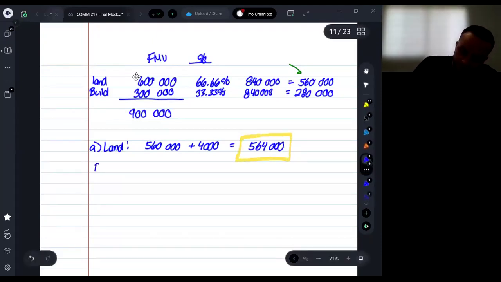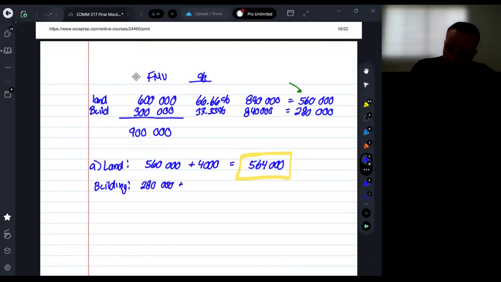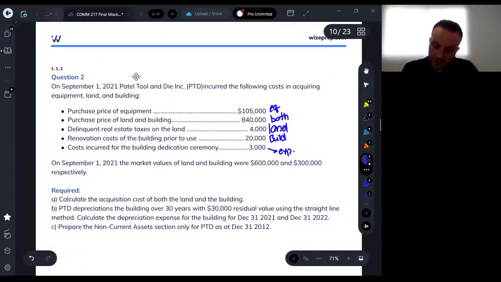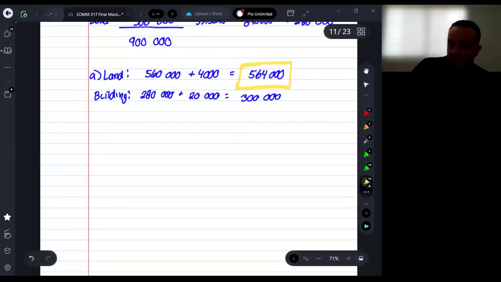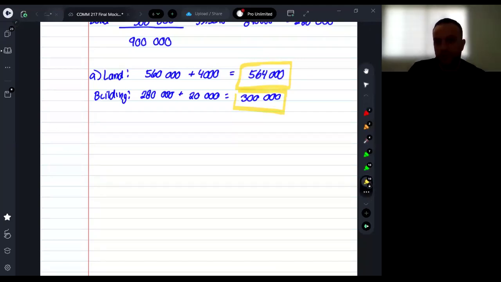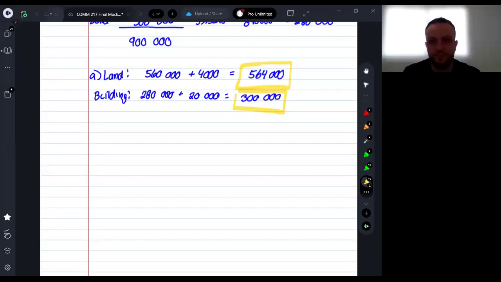And same idea for the building. The allocated cost of both was 280,000, plus the building had 20,000 of renovations. So 300,000 is going to be the cost of the building. Any questions?